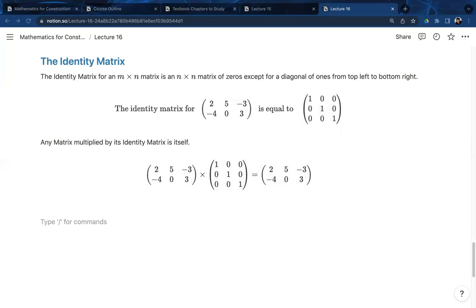So that's really what the identity matrix is. Think of the identity matrix as like the number 1 for numbers. 1 is the identity for multiplication. Any number times 1 is itself, right? So 5 times 1 is 5. So 1 is the identity for multiplication for numbers; the identity for matrices is this identity matrix here. It's mostly zeros, but the diagonal from top left to bottom right is 1s.